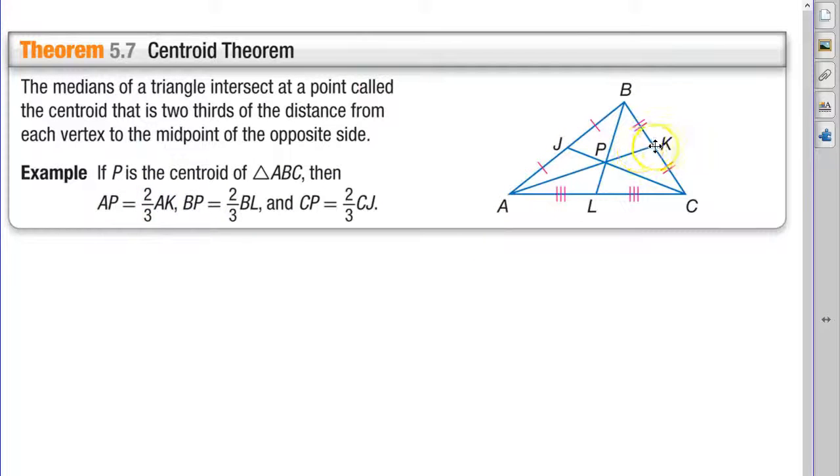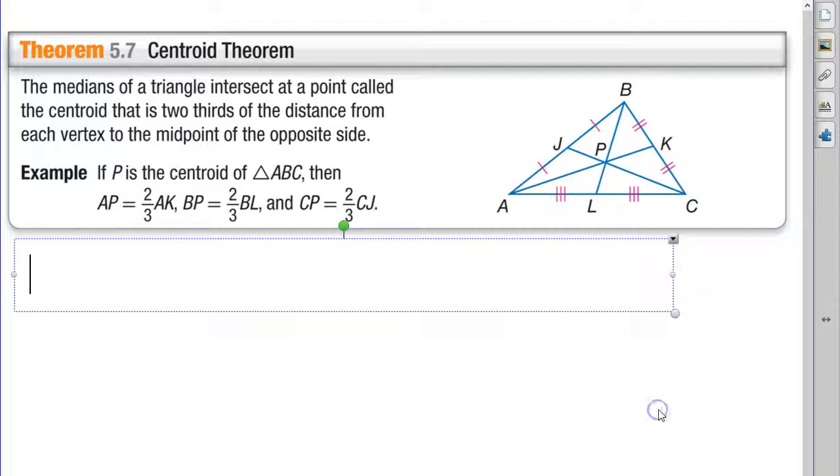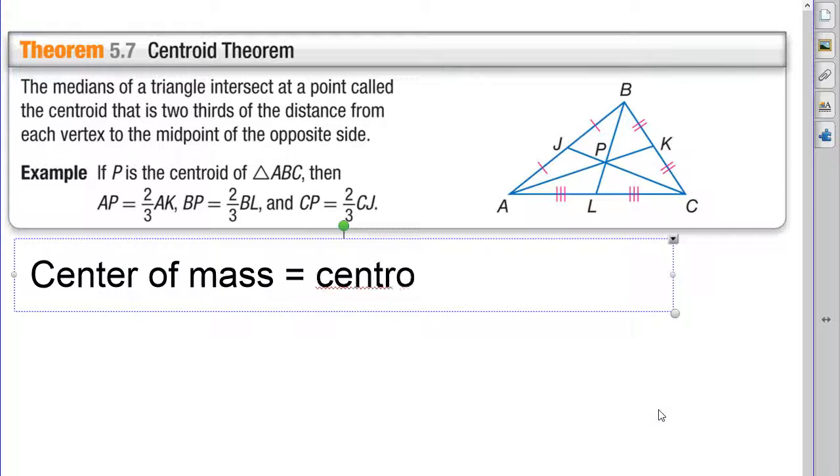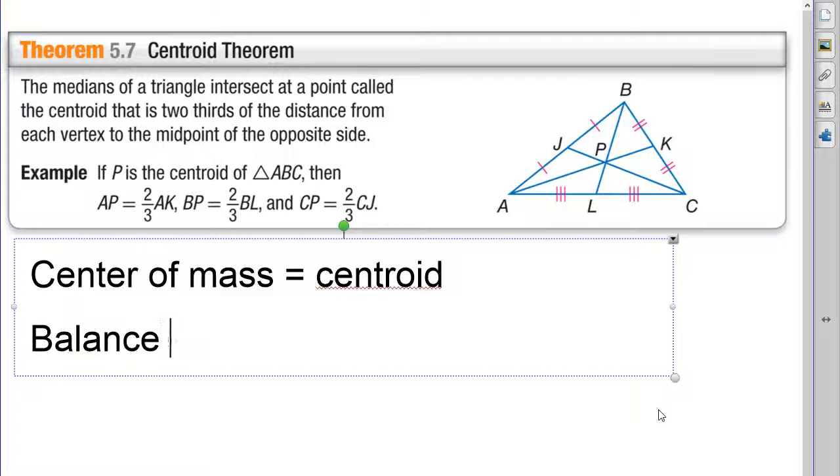So AK is a median. Well, AP is 2/3 that length. CJ is a median. CP is 2/3 the length of that median, and BL is a median. BP is 2/3 the length of BL. So the centroid is also known as the center of mass for a triangle, and the reason that's important is that's where you could balance a triangle.